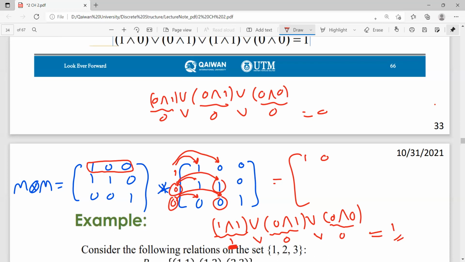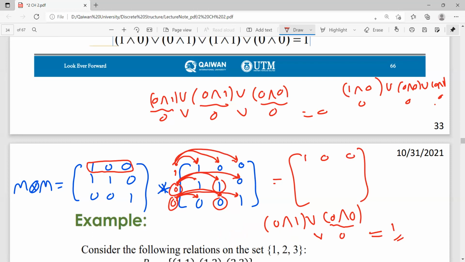And then we multiply by the third column. 1 and 0, 1 and 0, 0 and 0, 0 and 1. This is 0, this is 0, 0. So it's 0 also. This is for the first row. And then we do it for the second row.